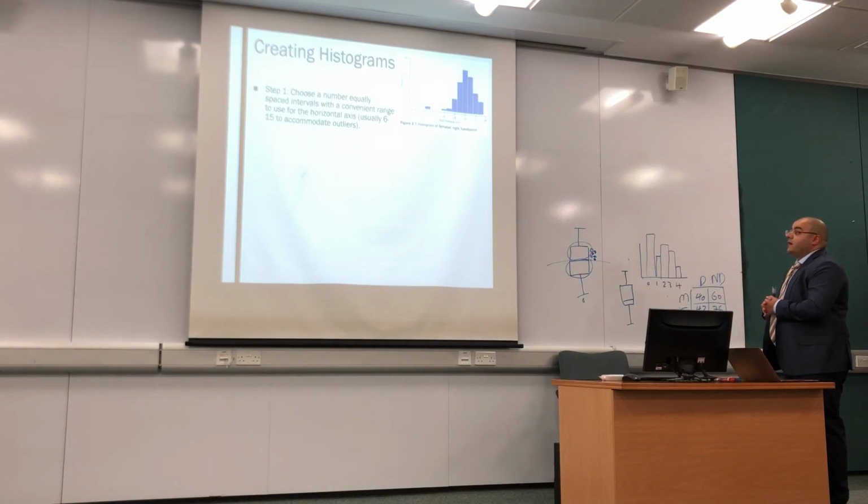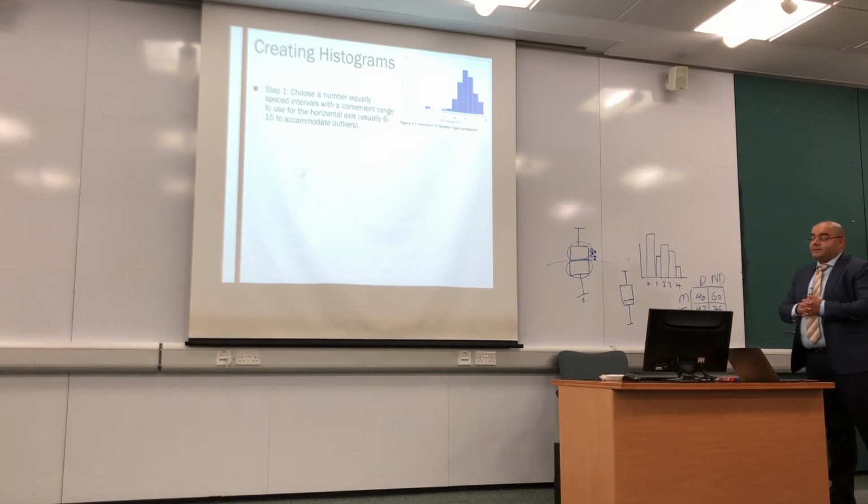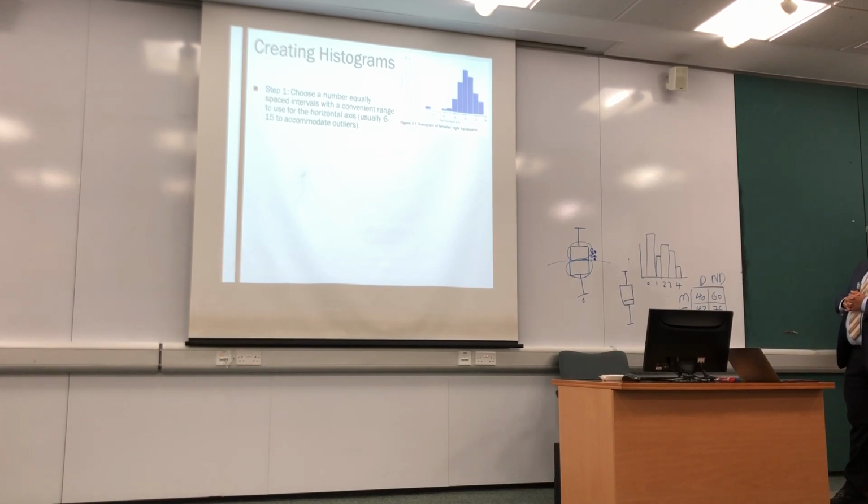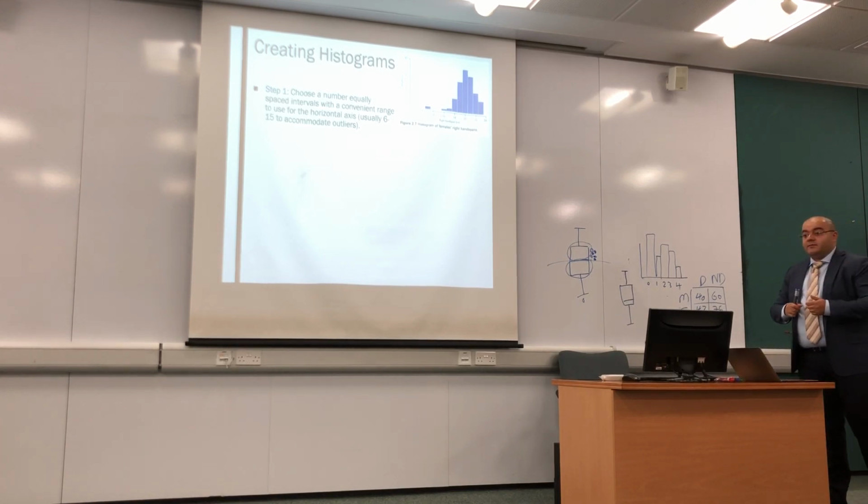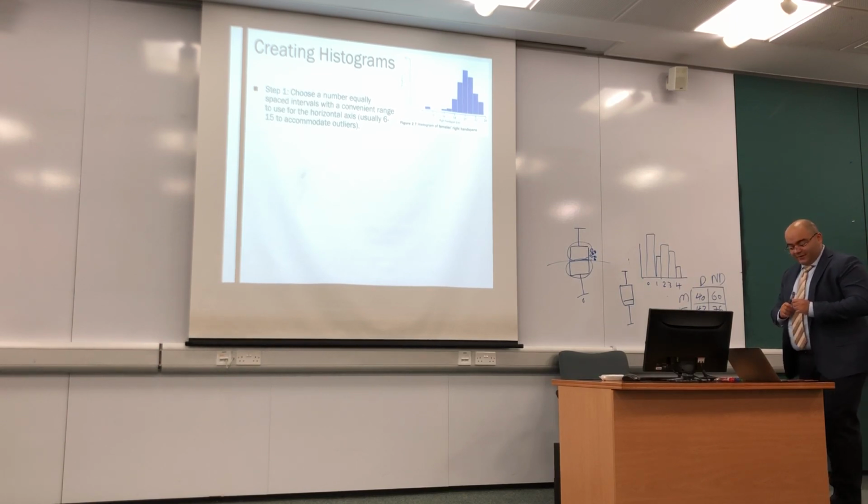Step 1: choose a number of equally spaced intervals with a convenient range to be used as the horizontal axis. Usually we recommend between 6 to 15. What exactly is this? Yes, what's the difference between a histogram and a bar graph? It's actually a bar graph but it's made for continuous data. Here we will know the difference.